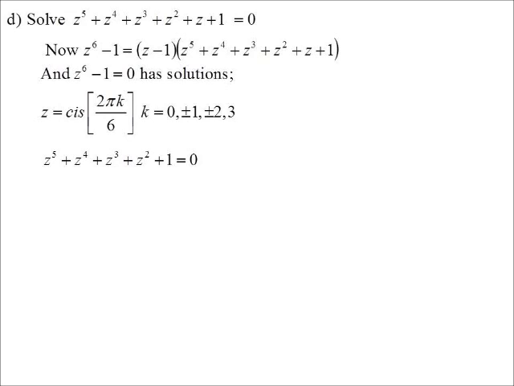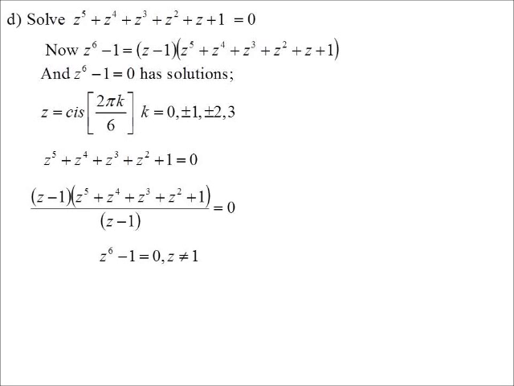So to make it a little bit clearer, I could multiply top and bottom by z minus 1. We know the solutions to the top, however, the bottom of the fraction can't equal 0, so z can't equal 1. So that's another way of thinking about it. So I can say, all right, it's the solutions of z to the power of 6 minus 1 equals 0, but not including z equals 1. That one is not a solution.